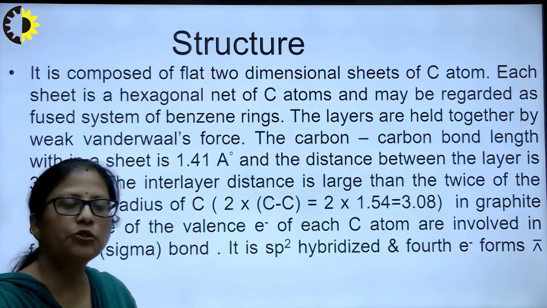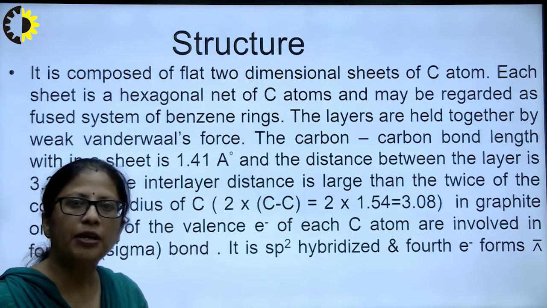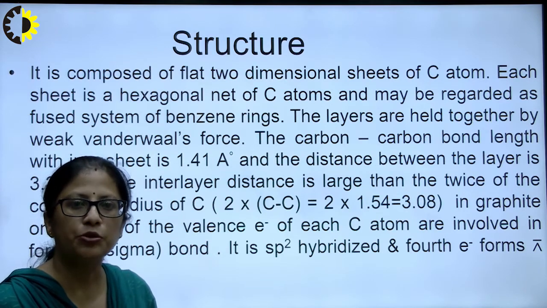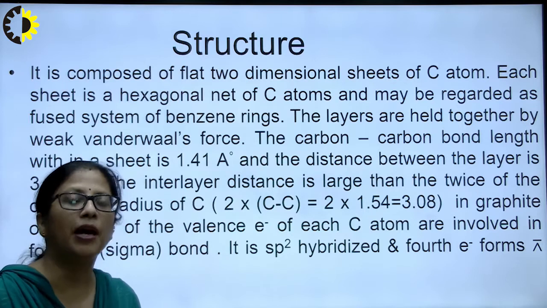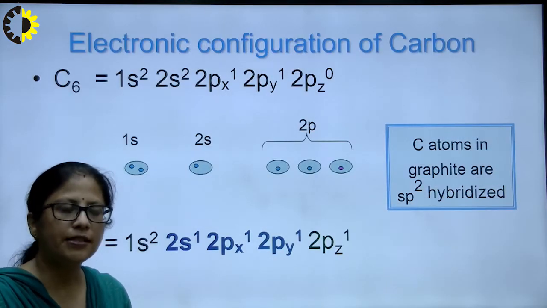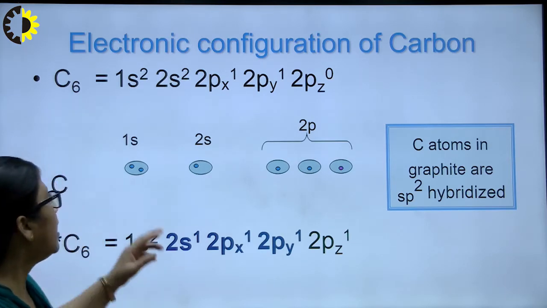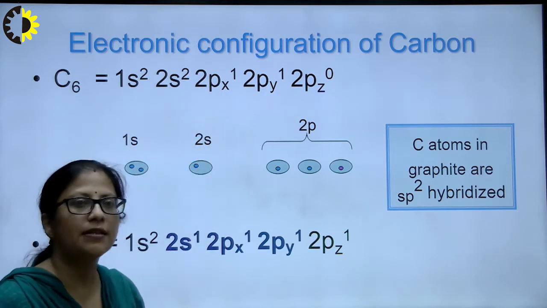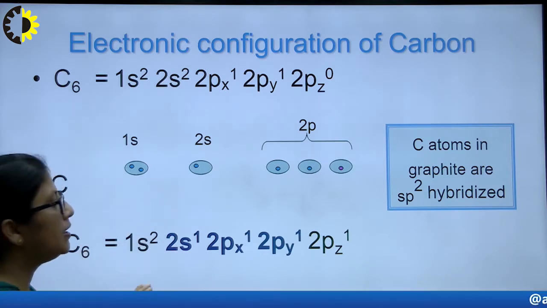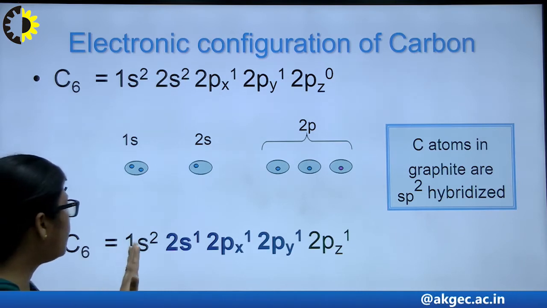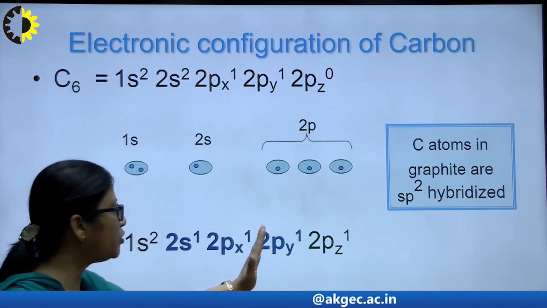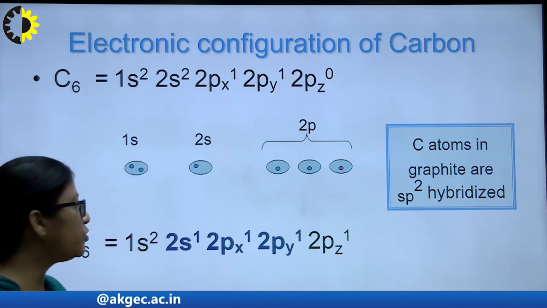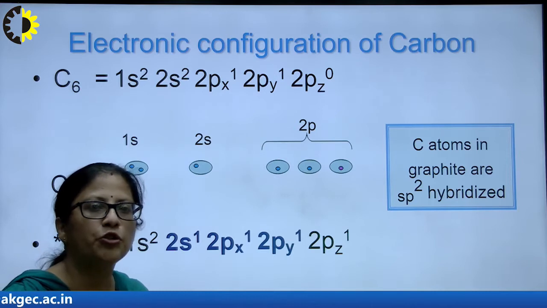In graphite, only 3 of the valence electrons of the carbon atom are involved in the sigma bonding. Therefore, the hybridization is sp2, and the 4th electron forms the pi bond. The electronic configuration of carbon, atomic number 6, is 1s2, 2s2, 2px1, 2py1 and 2pz0. When involved in sp2 hybridization, it becomes 1s2, 2s1, 2px1, 2py1 and 2pz1. The carbon atoms in graphite are sp2 hybridized, so the s and p orbitals are involved in the formation of these sigma bonds.